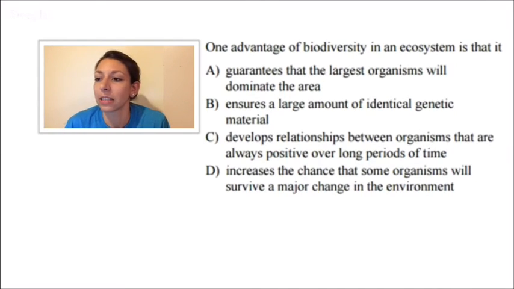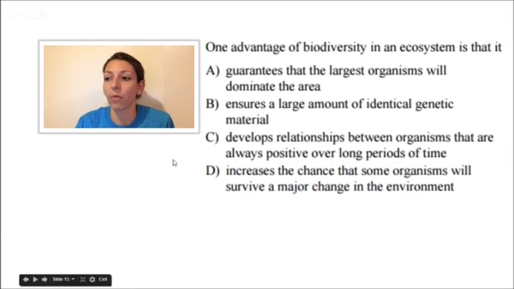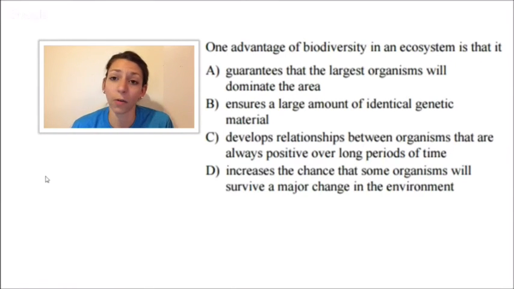So A, guarantees that the largest organisms will dominate the area. We didn't really talk about that. B, ensures a large amount of identical genetic material. So remember, we did talk about genetic material, and we talked about having a lot of it in a biodiverse community, but not identical. We want it to be more diverse, and that is better, that is healthier for the ecosystem. So B would not be correct because of this word identical here. C, develops relationships between organisms that are always positive over long periods of time. Well, that's not true. There's still going to be competition in a very biodiverse area.